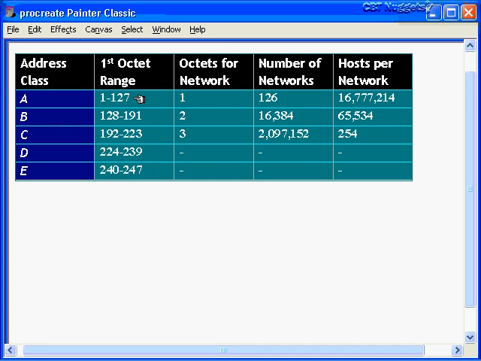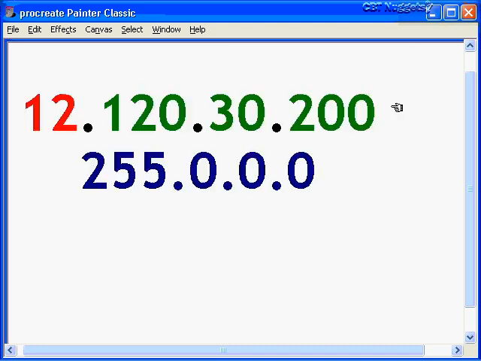Now, how many octets are set apart to represent the network? Well, 1. Let's take a look at what I'm talking about here.